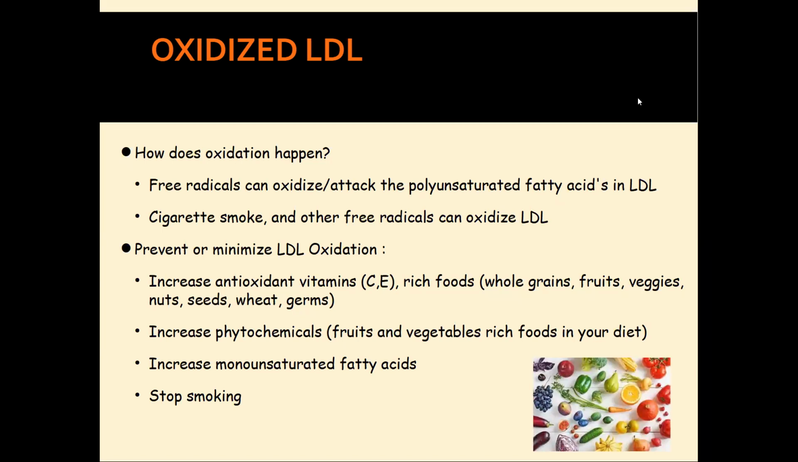And I want you to remember that when you eat a lot of fruits and vegetables, it's really associated with lower rates of heart disease, and this is partly due to the wonderful, colorful antioxidants and phytochemicals present within your fruits and vegetables. And these phytochemicals basically help protect your LDL from oxidation.